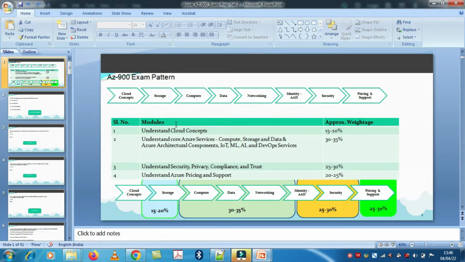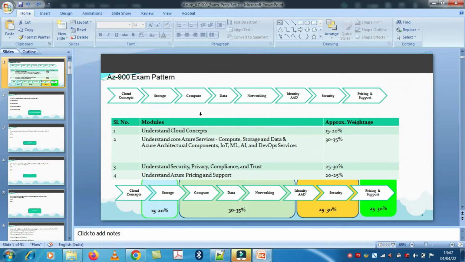Coming to the point, that is Azure 900. In the previous session, I told you there will be a percentage for each and every section, each and every module. There will be four modules. The first module is understand cloud concepts. The second module, which will be almost 15 to 20% of weightage. Second module is understand core Azure services. That is almost 30 to 35%.